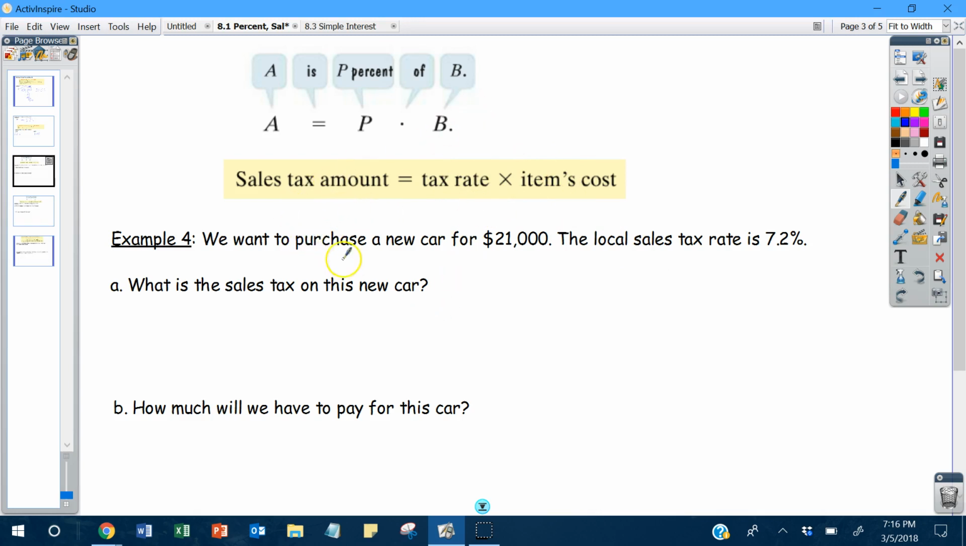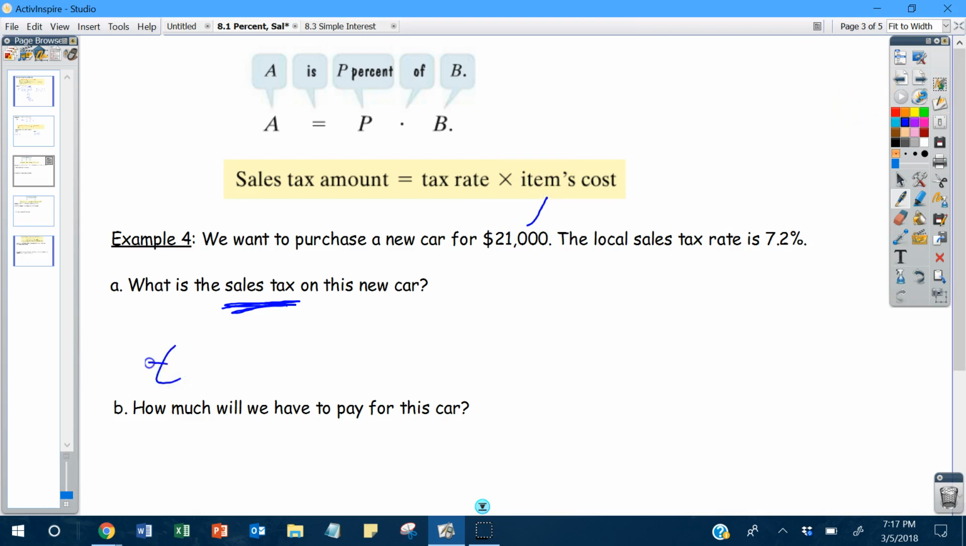So here's an example where we want to purchase a new car. Here's the price of the new car, and here's the sales tax. And so this first question asks, well, what's the sales tax on the new car? According to this formula, all we need is the tax rate, which is right here, the 7.2%, and the cost of the car, which is this $21,000, and we can calculate the tax.